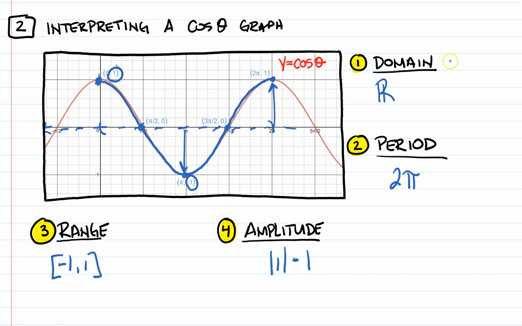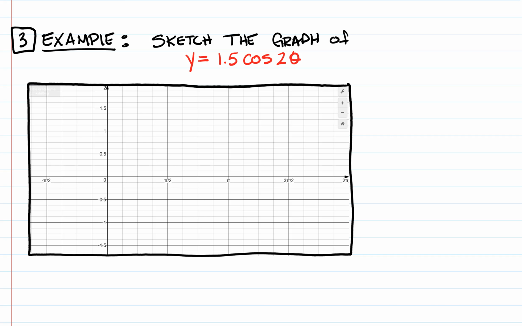So we are responsible for these 4 facts. The domain is all real numbers, the period is 2 pi, the amplitude is worth 1, and the range is from negative 1 to 1. Okay, box number 3, we are going to sketch the graph of y equals 1.5 the cosine of 2 theta.